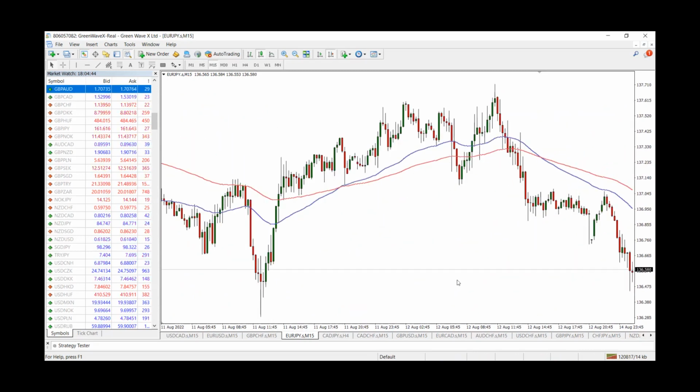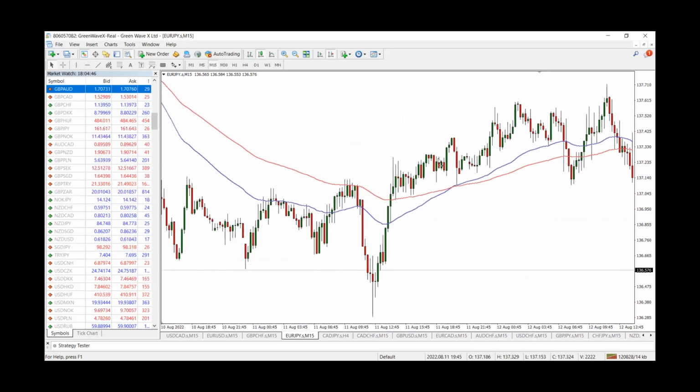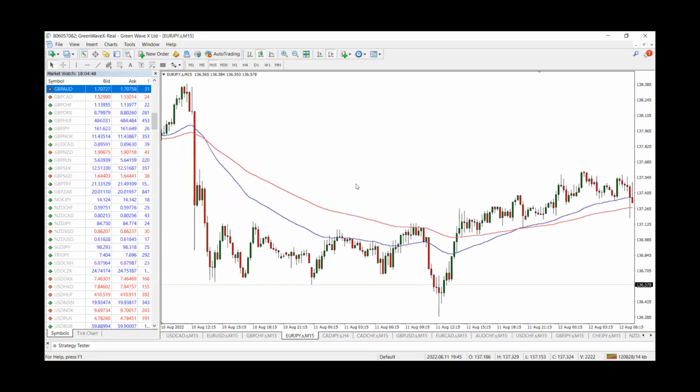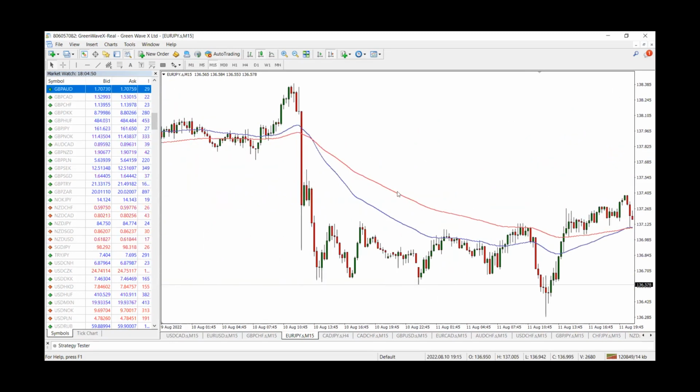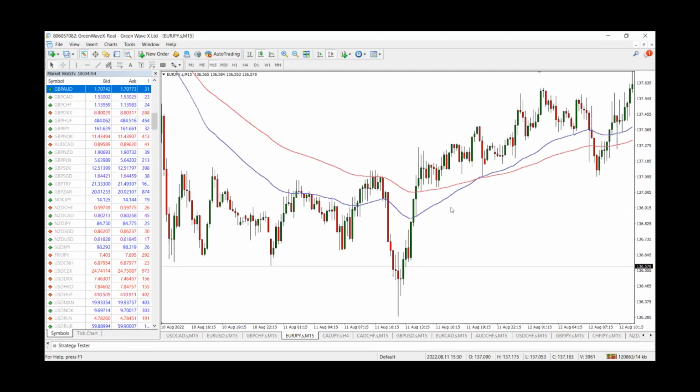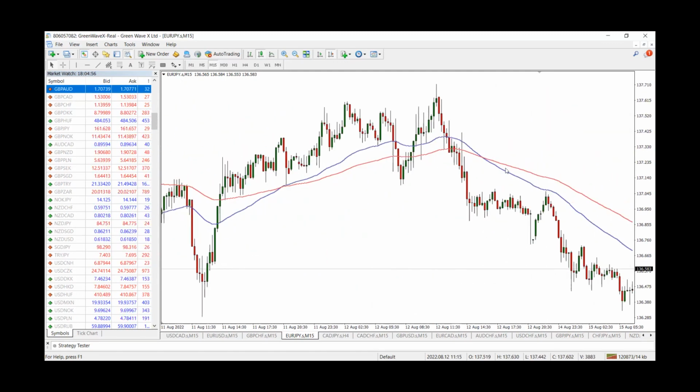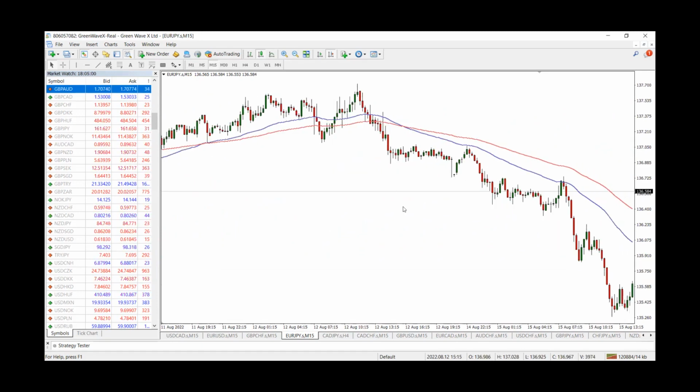Now, the next thing we're going to do is, how do we use the moving average? Okay, we've talked about the definition. We've learned how we can plot it on our chart. The next is how do we use it?